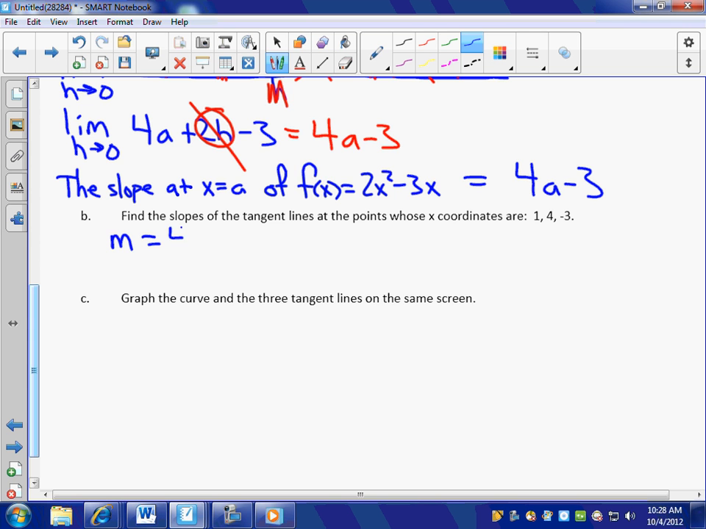So the slope is equal to 4a minus 3. So what's going to be the slope when the x-coordinate is 1? 4 times 1 minus 3 is 1. What's going to be the slope when x is 4? 16 minus 3 is 13. And what is the slope when the point is negative 3?